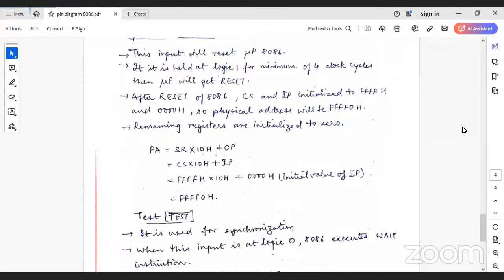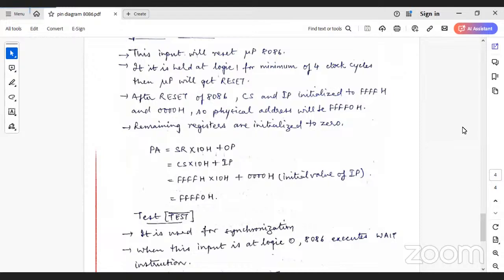So now your segment register is your code segment in this example, and your offset pointer is your IP. IP is at 00 and code segment is at 4F. So if you substitute in that relation, you will get the physical address location as 4F0. So this is how the reset will give the physical address for this particular code segment register.